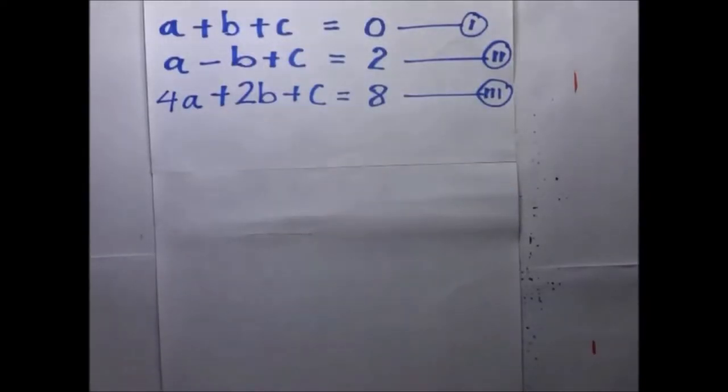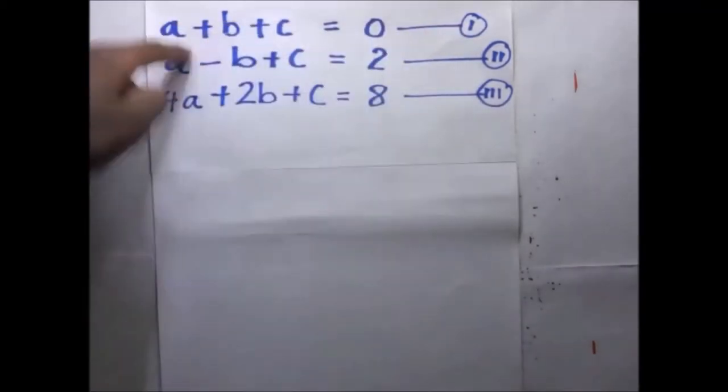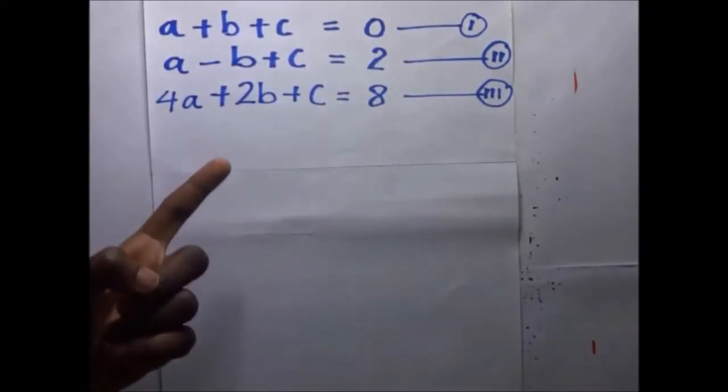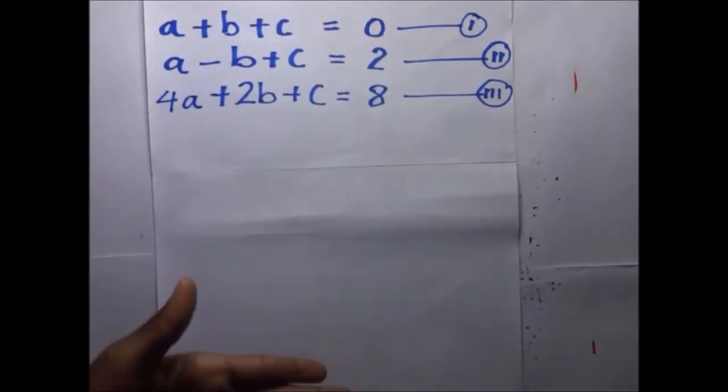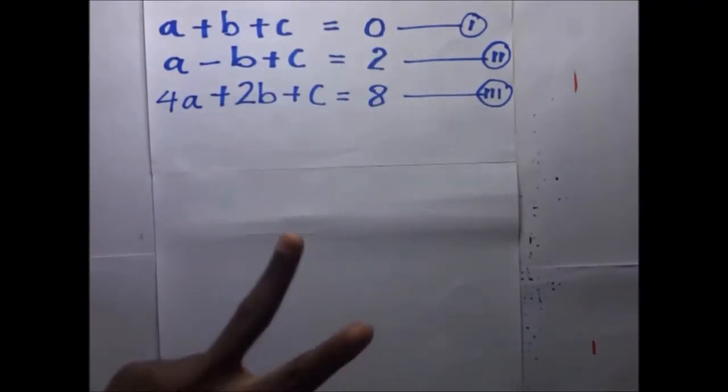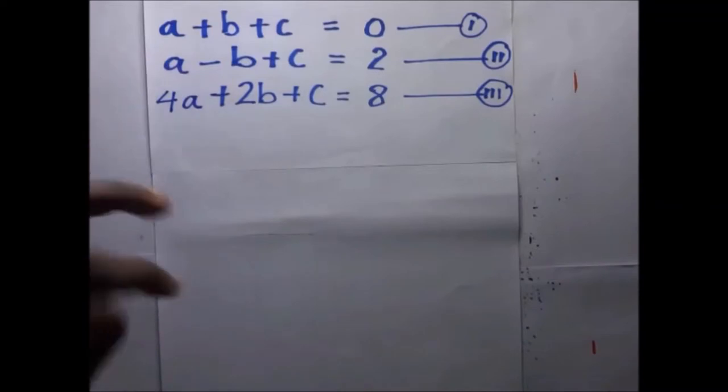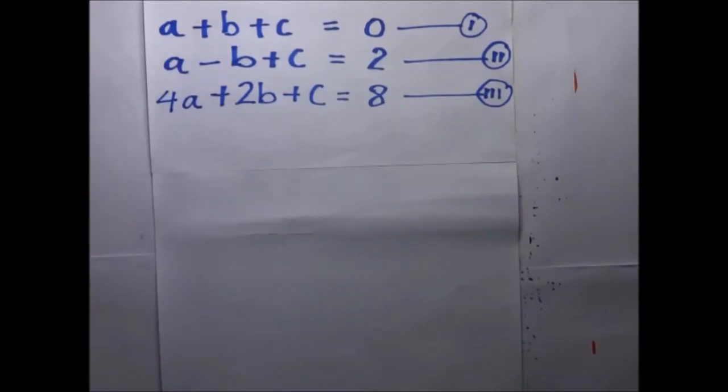We have three equations that we are supposed to solve simultaneously. So we are going to first pair equation 1 and equation 2. We get one equation. We pair equation 2 and equation 3. We get another equation. Those two new equations we will solve simultaneously again, and we get what we want.